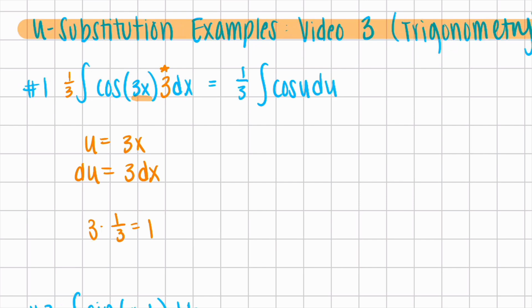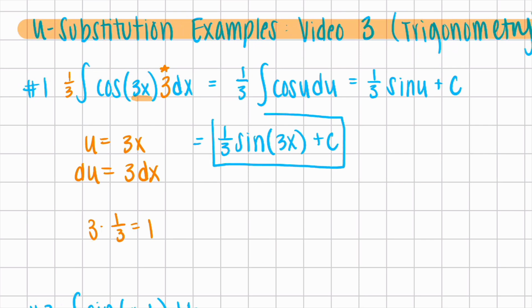And from here, I know how to integrate cosine of u. So the integral of cosine is sine. Don't forget your plus c. And I want my final answer to be in terms of x, so put that 3x back in there. And that is our first trig example.